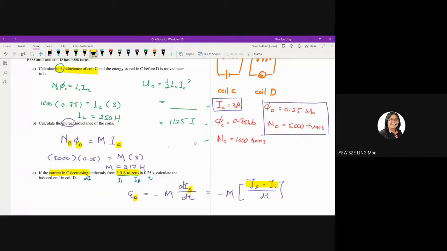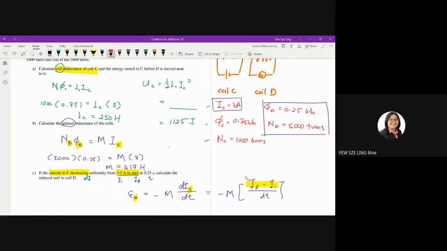Kalau kamu tak expand, kalau kamu tak tulis keluar I final tolak I initial, apa yang terjadi dalam exam, biasanya pelajar terus anggap dI sama dengan 3. In fact, it is wrong. Why? Because your final is smaller than initial, so it should be a negative value, right?